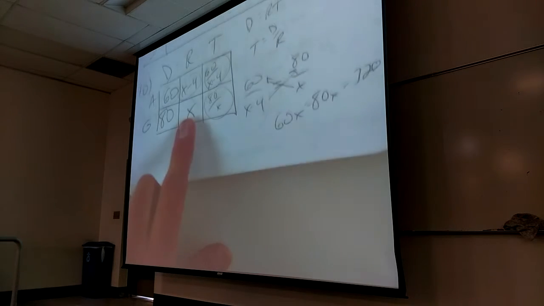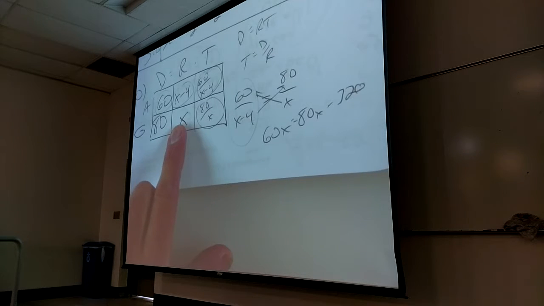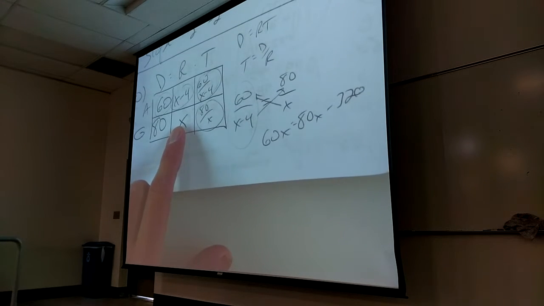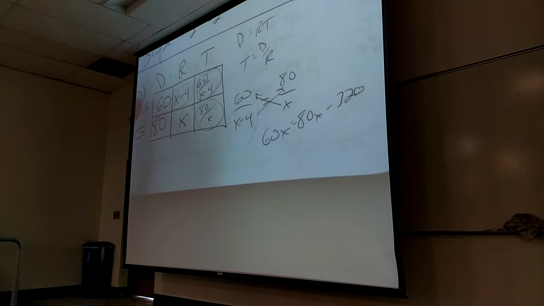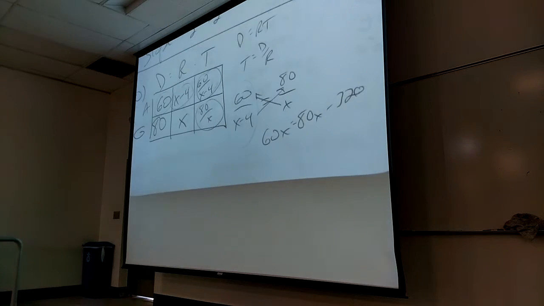So do you have to make this chart? No. But it is a nice organizational tool. Keep track of everything you know. So we saw it could be two different people, it could be going upstream, downstream, and so it could be the same vehicle. Just two different situations somehow.